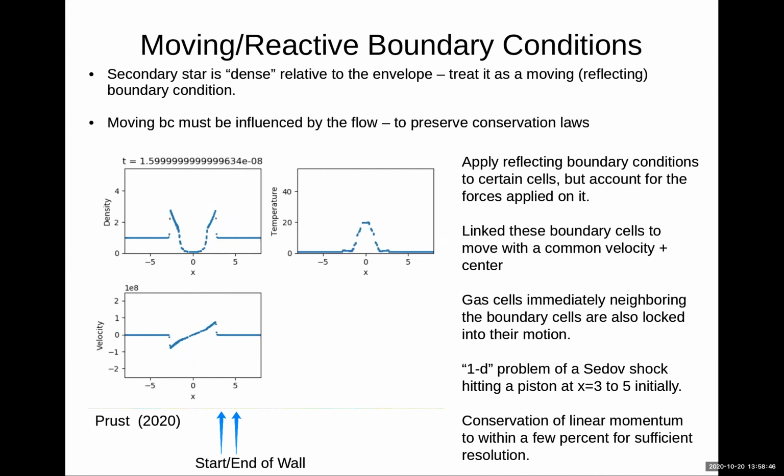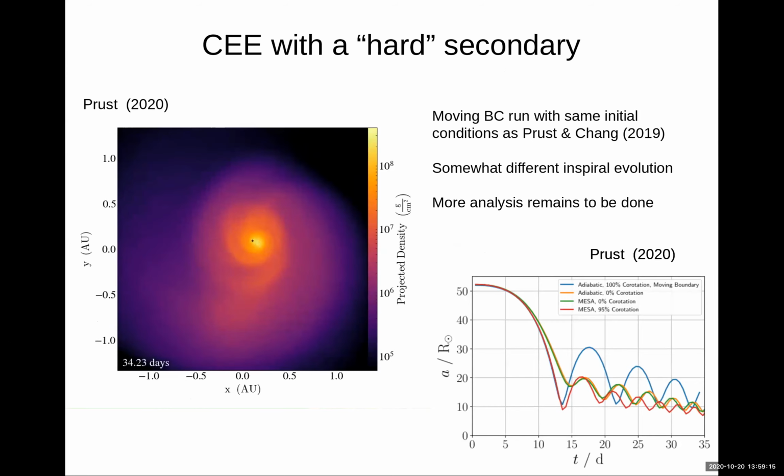What I have is a wall between position x equals 3 and x equals 5. And then I set off a 1D Sedov explosion on it. As you can see, once it hits the wall, it bounces off the wall and sends back a reflecting shock. But the wall will also move and send a forward shock through that material as well. And we've been doing this for the common envelope with a hard secondary, so a moving boundary condition run with the same initial conditions that we did earlier. We get a somewhat different inspiral, though given the much more work we've done since this time, we don't think it makes a huge difference for the common envelope evolution. But more analysis remains to be done.